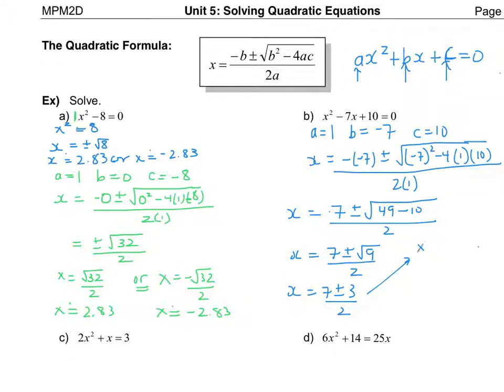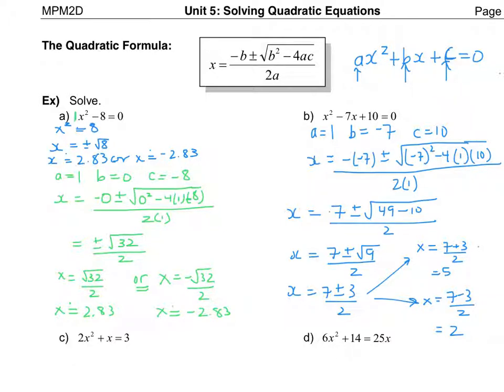Now I'm going to break this down into the two pieces. That means x would equal 7 plus 3 divided by 2, which is 10 divided by 2, which equals 5, or x is equal to 7 take away 3, which would be 4, and then 4 divided by 2 is 2. So those were the two answers I had predicted for that one.